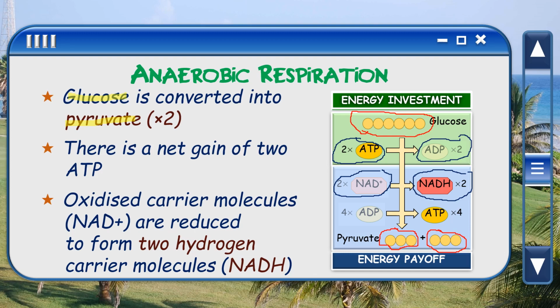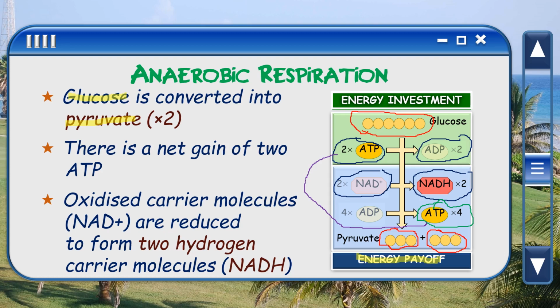Now, the total production of energy is 4. We produce 4 ATP molecules at the end of it. But remember, in the beginning, we used 2. So if you subtract the 2 we used from the 4, the net gain is going to be 2 ATP. That is going to be our energy payoff. There will be only 2 ATP.